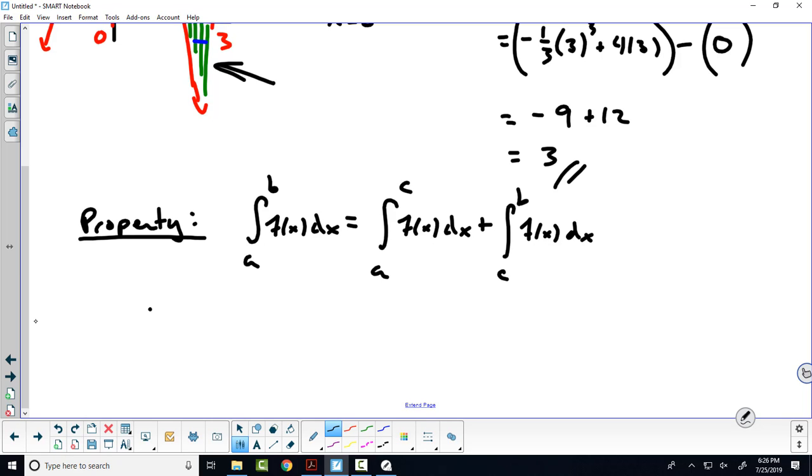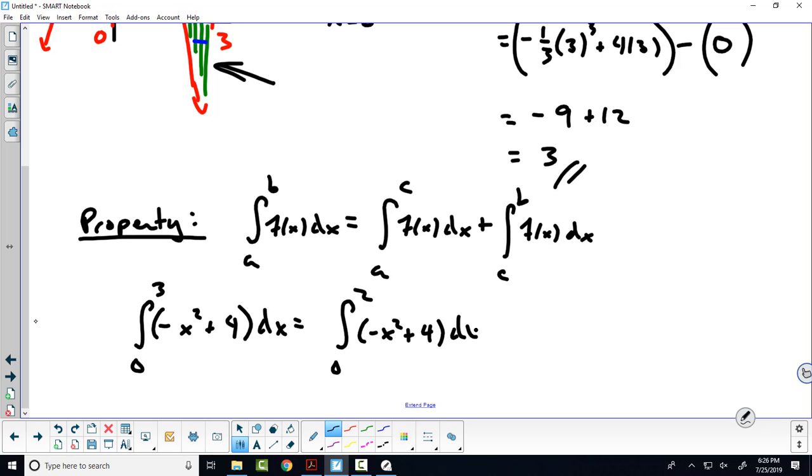If I asked you for the definite integral from 0 to 3 of minus x squared plus 4 dx, what I'm saying is you could have gone from 0 to 2 of minus x squared plus 4 dx, plus the integral from 2 to 3 of minus x squared plus 4 dx. Do you see what I did there? So I broke it up into two different pieces, adding up first from 0 to 2 and then continuing on from 2 to 3. Does that clarify?